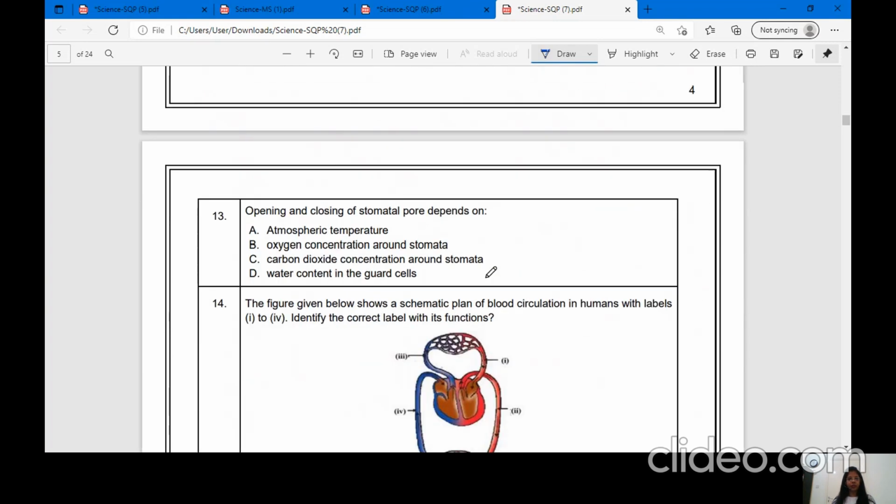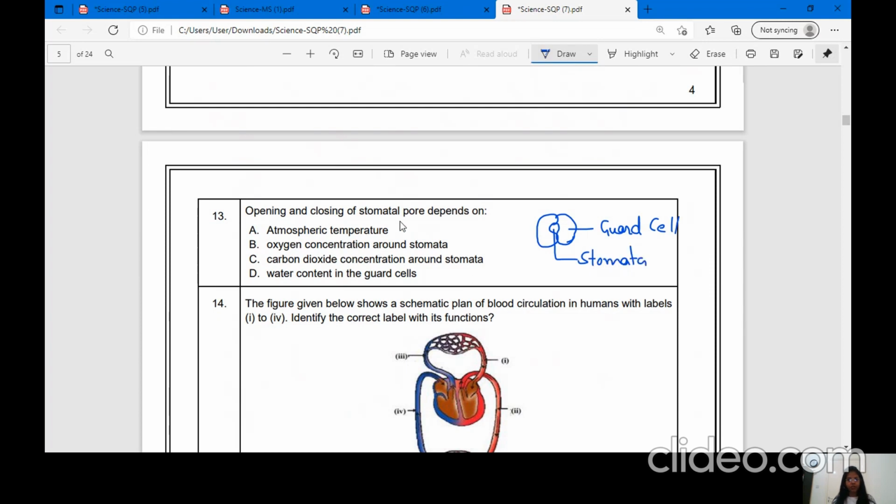Coming down, question number 13. Question number 13 is a very small question. Opening and closing of stomata depends on. So now I'm going to make a picture of stomata. Okay. This is stomata. Picture is not very clear, not very good. Okay. So this is stomata. This is a guard cell, this is a guard cell, and this is the stomata.